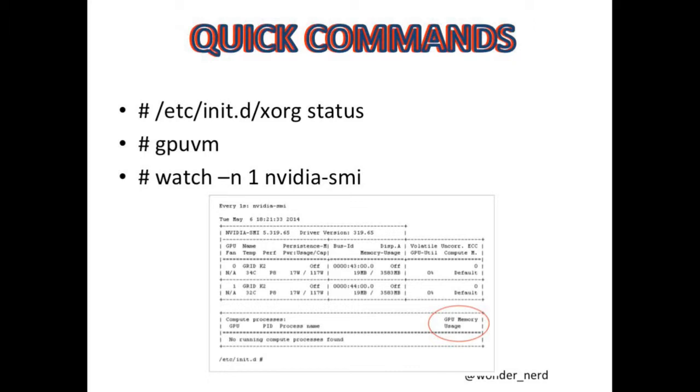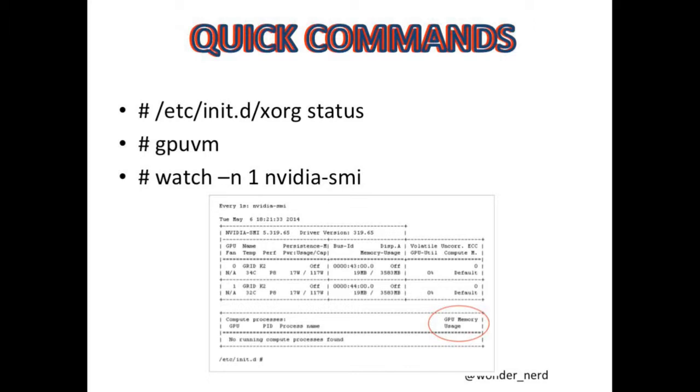A few quick commands now that we have the card installed and the drivers installed on the ESXi host, before we actually hop over to our VM and get that running. /etc/init.d/xorg status is going to give us the status of the Xorg process, which is really important and used quite a bit with the grid cards and 3D graphics. So we want to make sure that it's in a running state. If it's not, we can use Xorg start or Xorg restart.